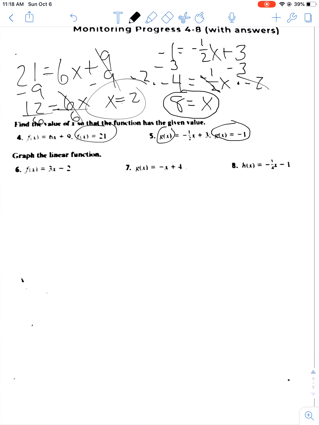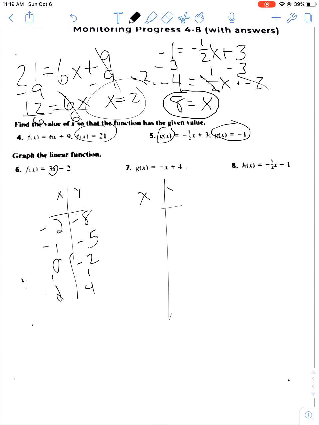Last thing, our xy table. So again, I use negative 2, negative 1, 0, 1, and 2. Basically, we just plug those in. So 3 times negative 2, that's negative 8. 3 times negative 1 is negative 3 minus 2 is negative 5. And you should see the pattern is we're adding 3 every time. So negative 3, 1, and 4. I'm not going to plot that, but if you did, you should get a straight line.